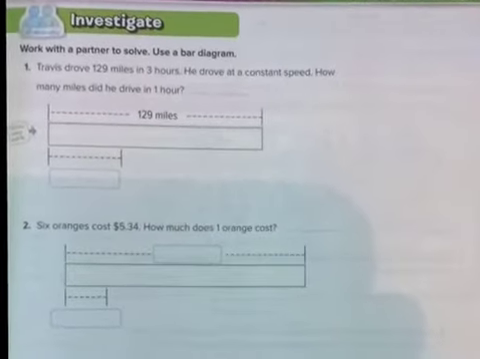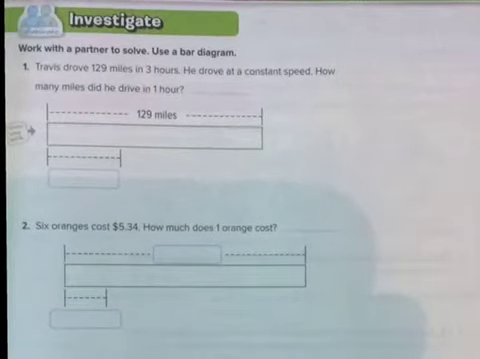Okay, page 29, number 1. Let's look at it right here. Travis drove 129 miles in 3 hours. Okay, he drove 129 miles in 3 hours. He drove at a constant speed. The reason we say a constant speed, boys and girls, is just to say that it doesn't change. He's not going to go any slower or any faster. Okay? Just to make sure that you know that.